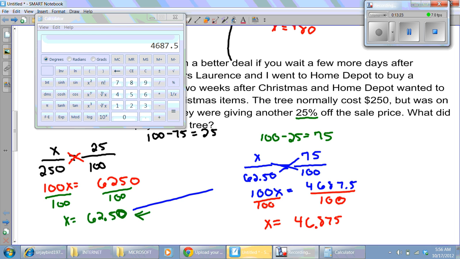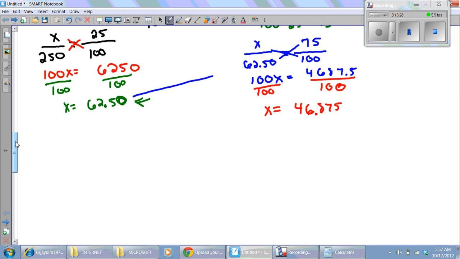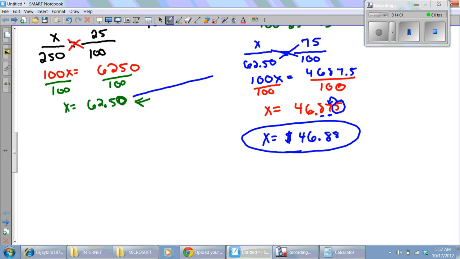Now, in terms of money, this answer does not make sense. I need to think about this. Don't we show money to the nearest penny? And our pennies are right here, right? Isn't that hundredths? So my answer is going to be $46.8, and I'm going to round. The 7 is going to become an 8 because 5 or more, I raise the score. And so my price was $46.88, which if you consider the tree originally cost $250, that is an incredible discount.